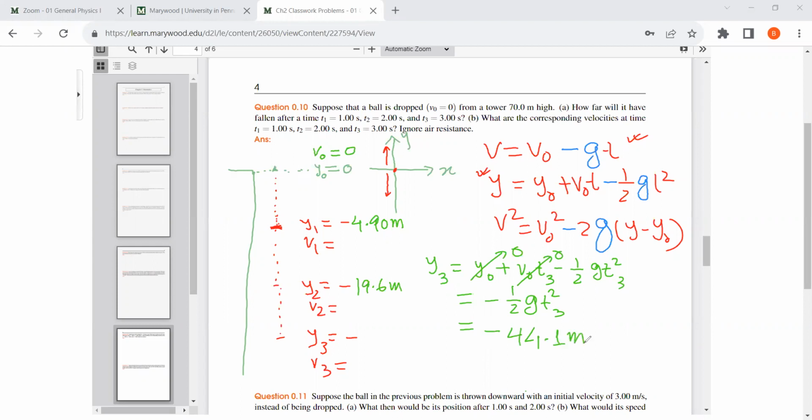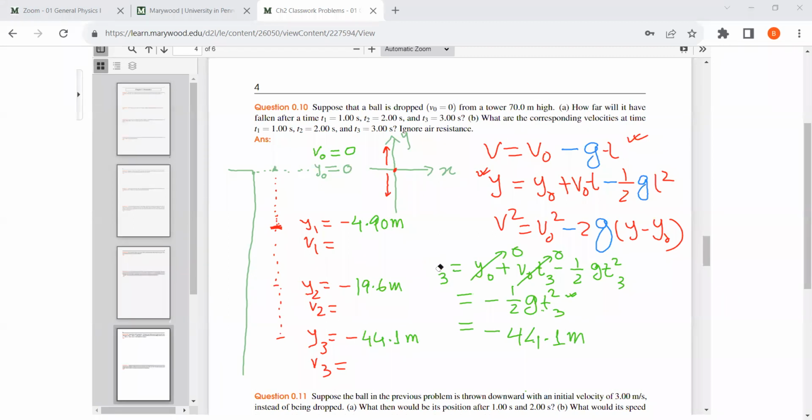Many students here forget the square. So this is square. Make sure you don't forget it. Here the number is 3 seconds, t3 equal to 3 seconds. So you have to square it, then multiply by the gravitational acceleration and then divide by 2. If you forget that square, you will get an incorrect answer. So make sure you square the time. So the y3 we get is minus 44.1 meter, and that all makes sense.